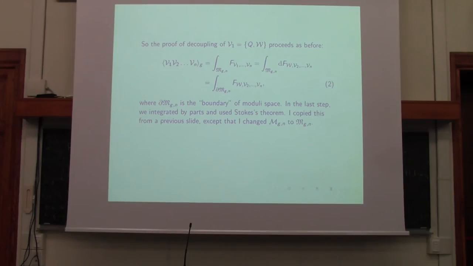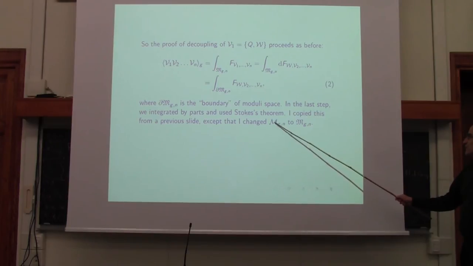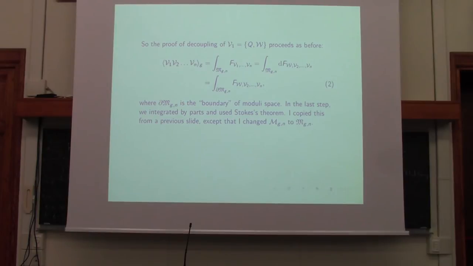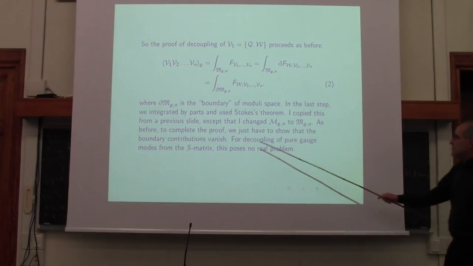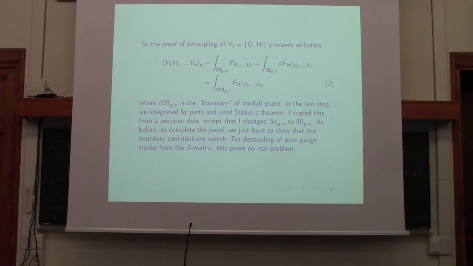So I copied this from a previous slide, except that I changed the symbol I used for the moduli space of ordinary Riemann surfaces to this corresponding formula for super Riemann surfaces. Although I'm kind of cutting corners with my notation because I'm not distinguishing the Ramond and the Neveu-Schwarz punctures in the notation, just to avoid distracting things in the formulas. As before, to complete the proof, we just have to show that the boundary contributions vanish. For decoupling of pure gauge modes from the S matrix, this poses no real problem.